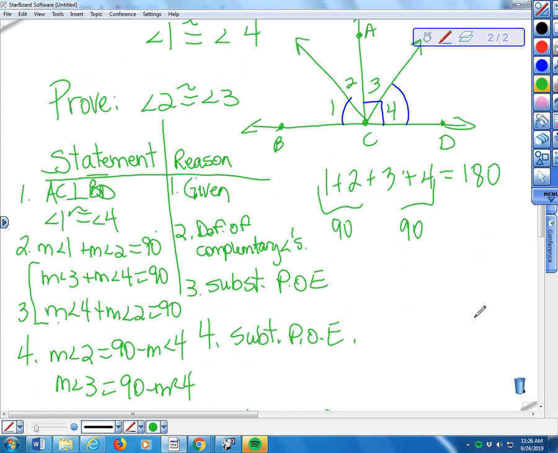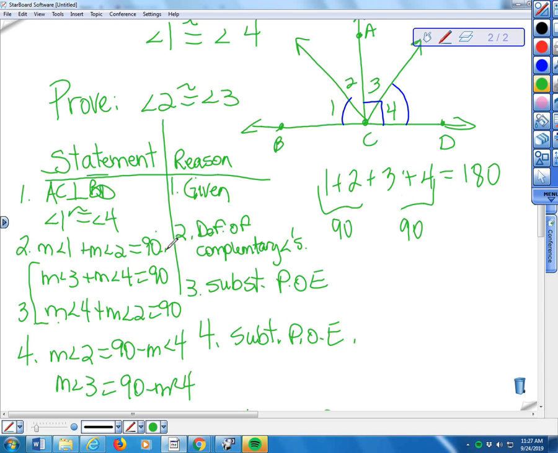Angle 1 and 2 have to be 90. Angle 1 plus 2 are 90. Angle 3 and 4 have to be 90. That's what you just said. Together they have to equal 90 degrees. So that's that statement there. I'm just writing down your logic in the proof. You said that these two have to be 90 and these two have to be 90. I've got that in the first step.